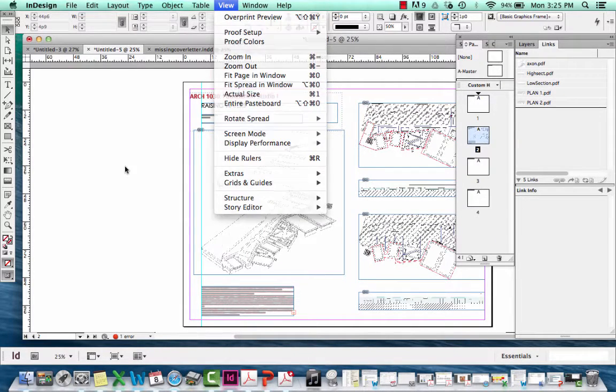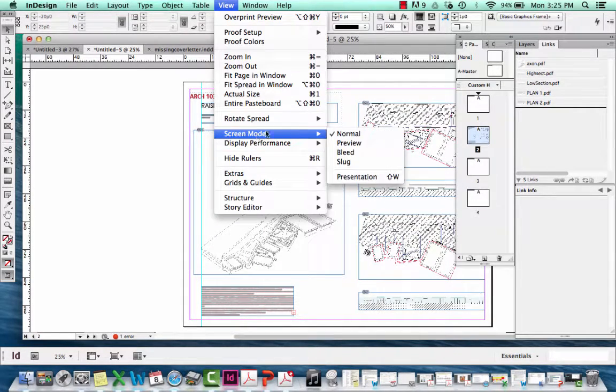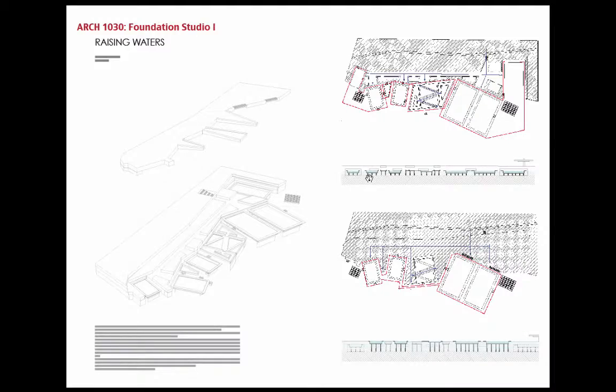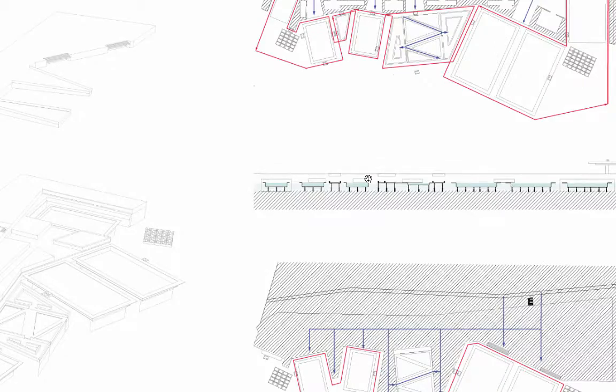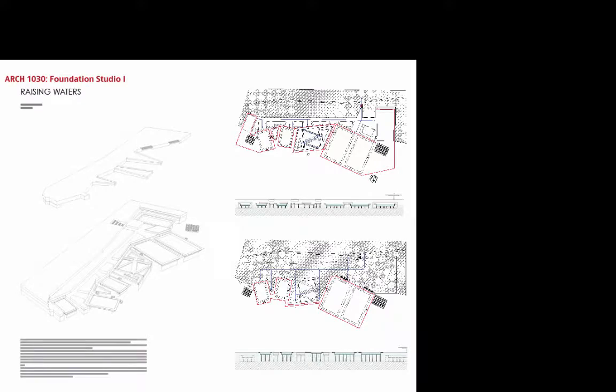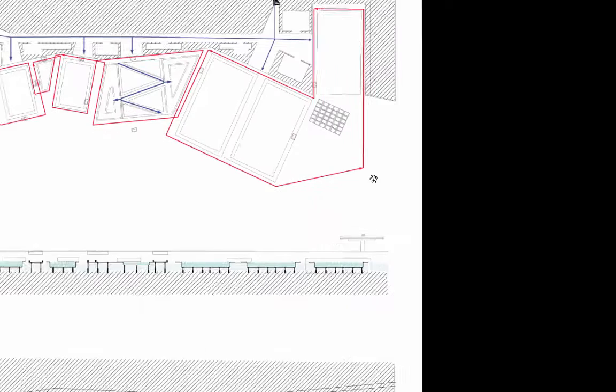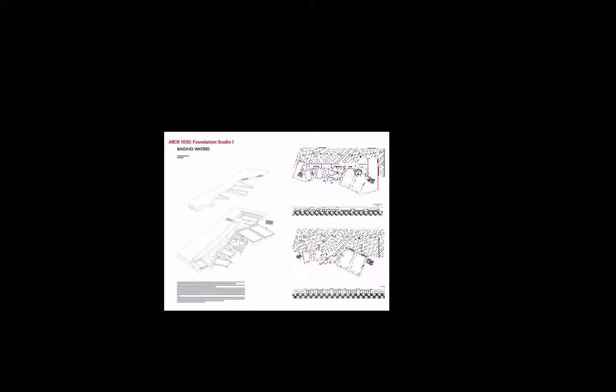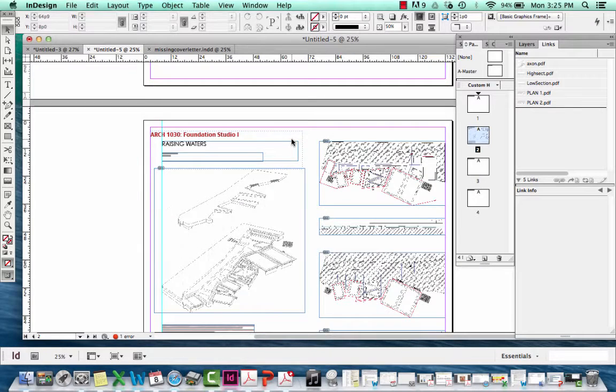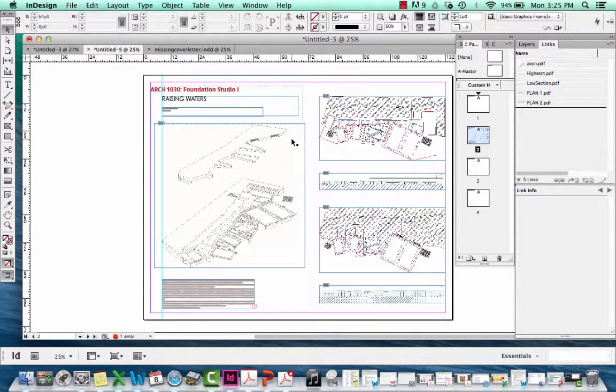You can also go on View, Screen Mode, and Presentation. And from there you can zoom in, zoom out to see how your images will look once they're actually printed. To leave this page, you click on Escape, and that will bring you back to your initial page.